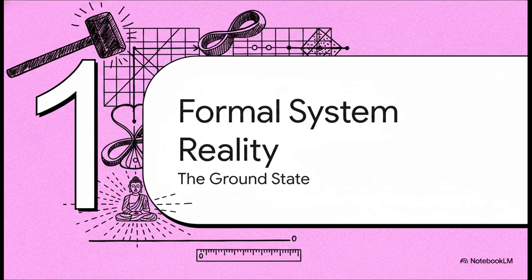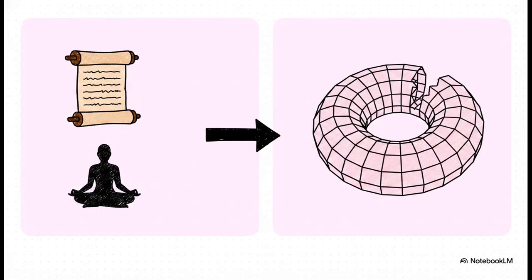Reality as a formal system. The ground state. So right off the bat, the source text basically takes a sledgehammer to our traditional understanding of spirituality. It completely reframes the Buddhist famous middle way. We're not talking about some gentle moral compromise between extremes here. We're talking about a pure mathematical baseline.